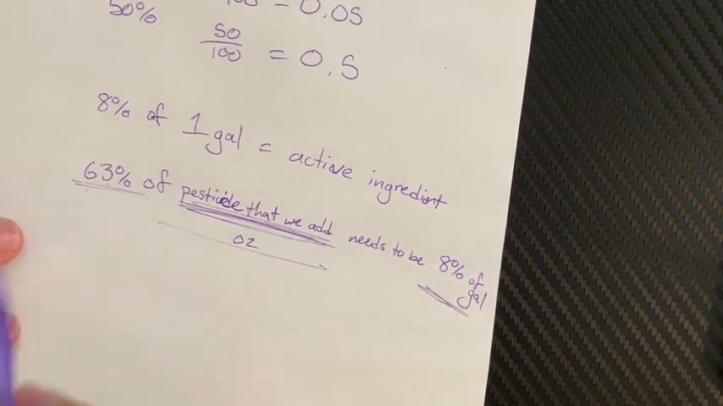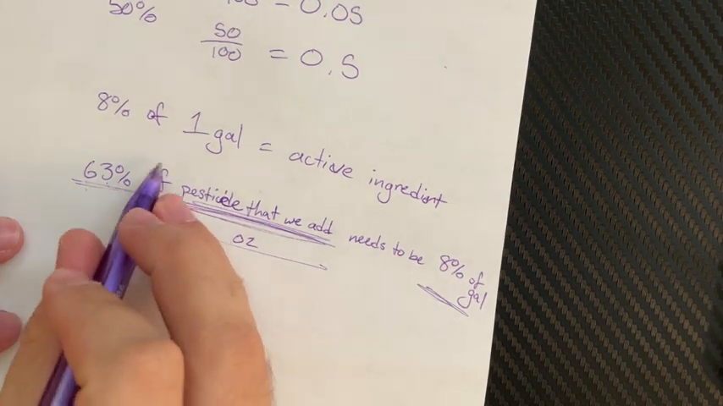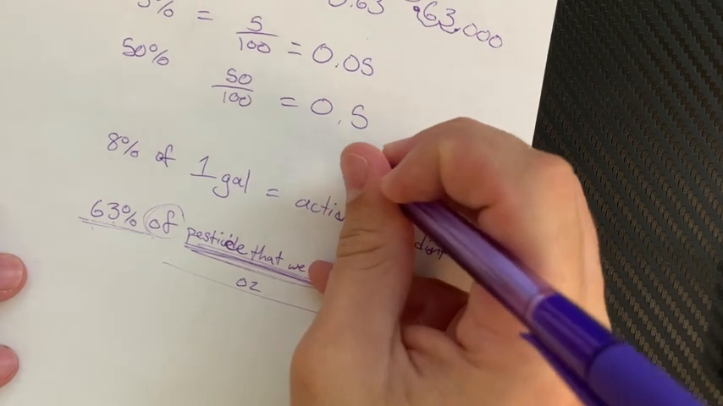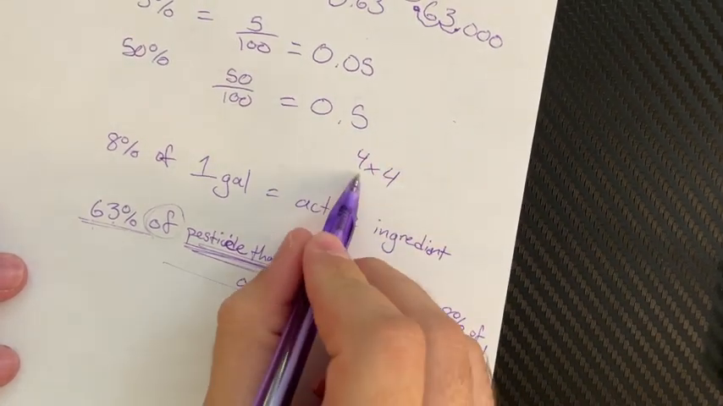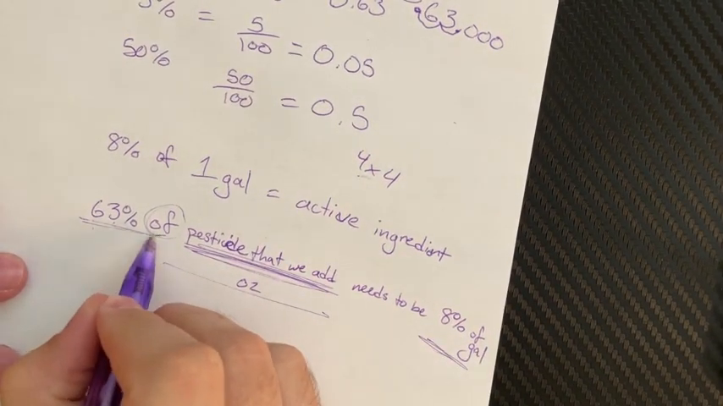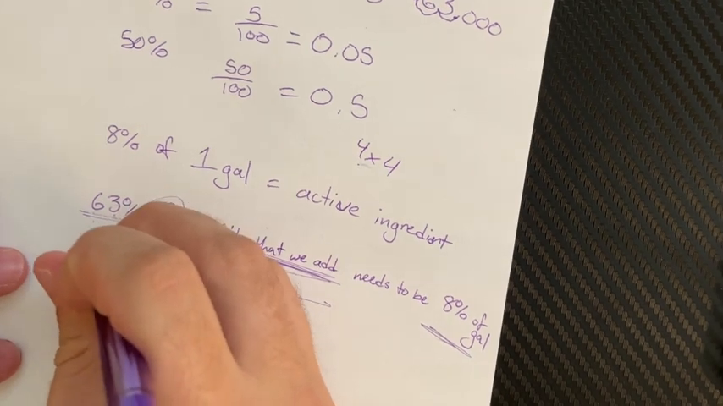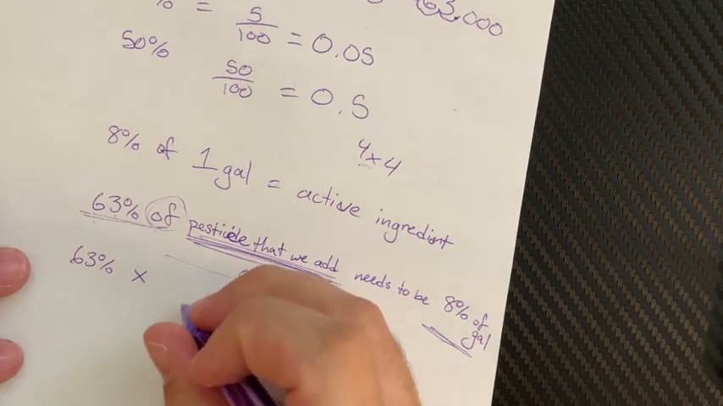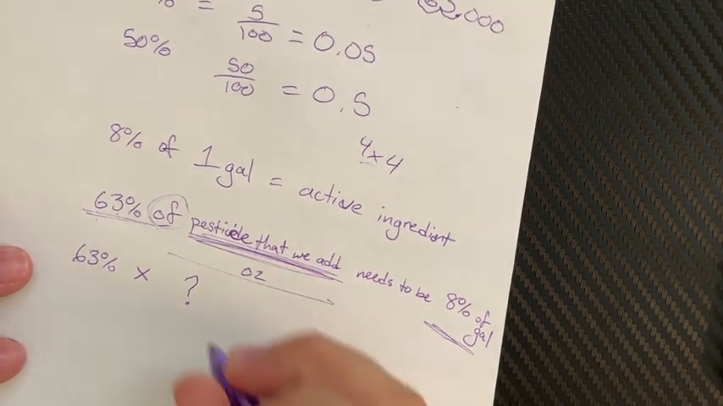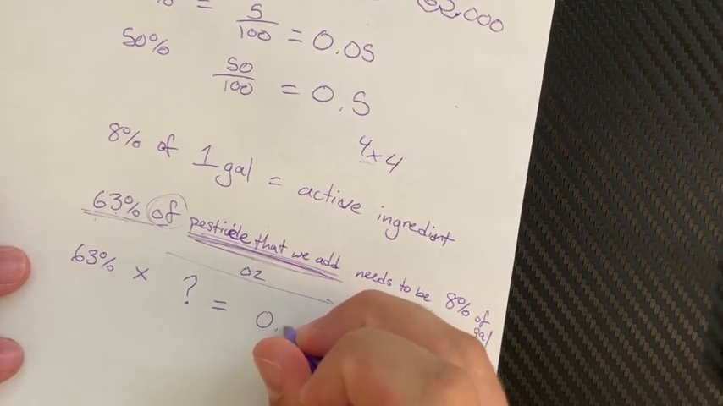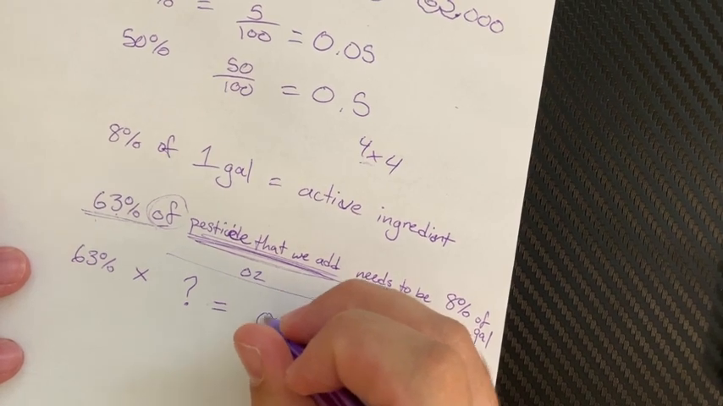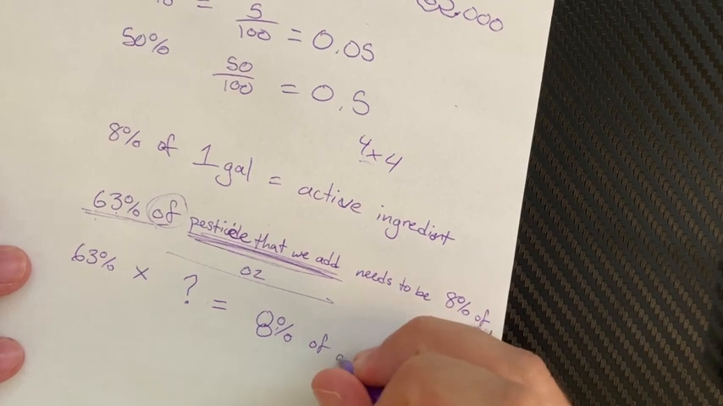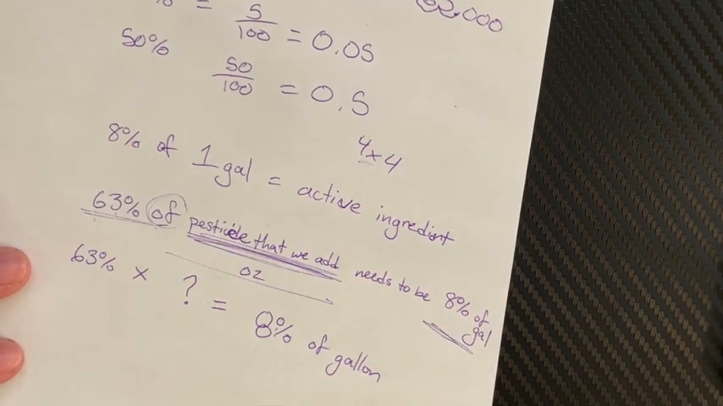And we can rewrite this into math. Okay, so when you see of, like when you say 4 by 4, whatever, by means times, of also means times. So 63% of whatever we add equals 8% of the gallon, okay?